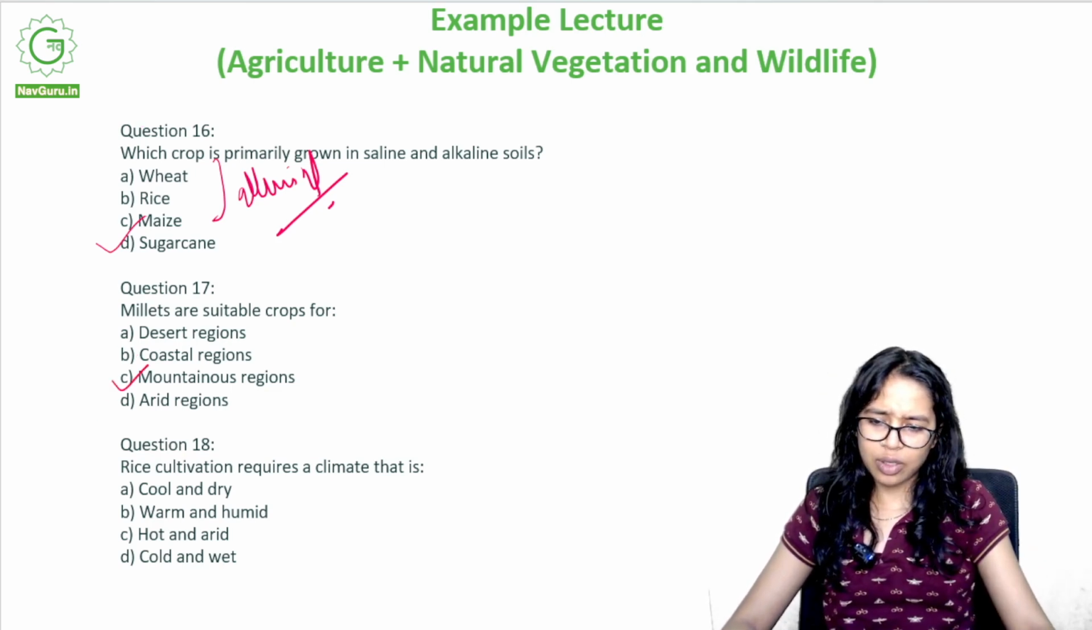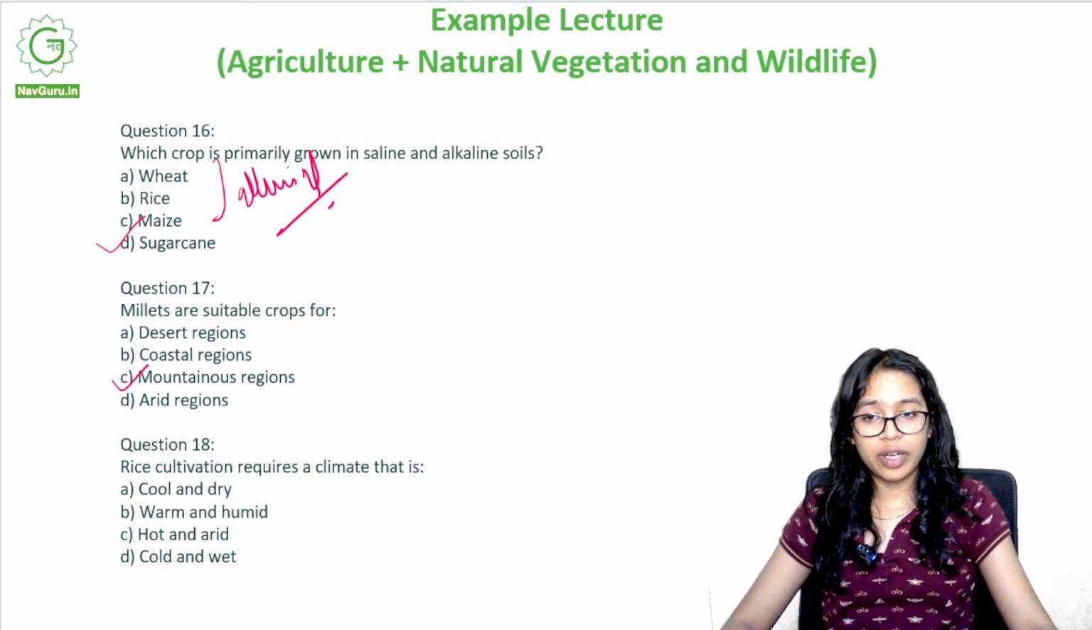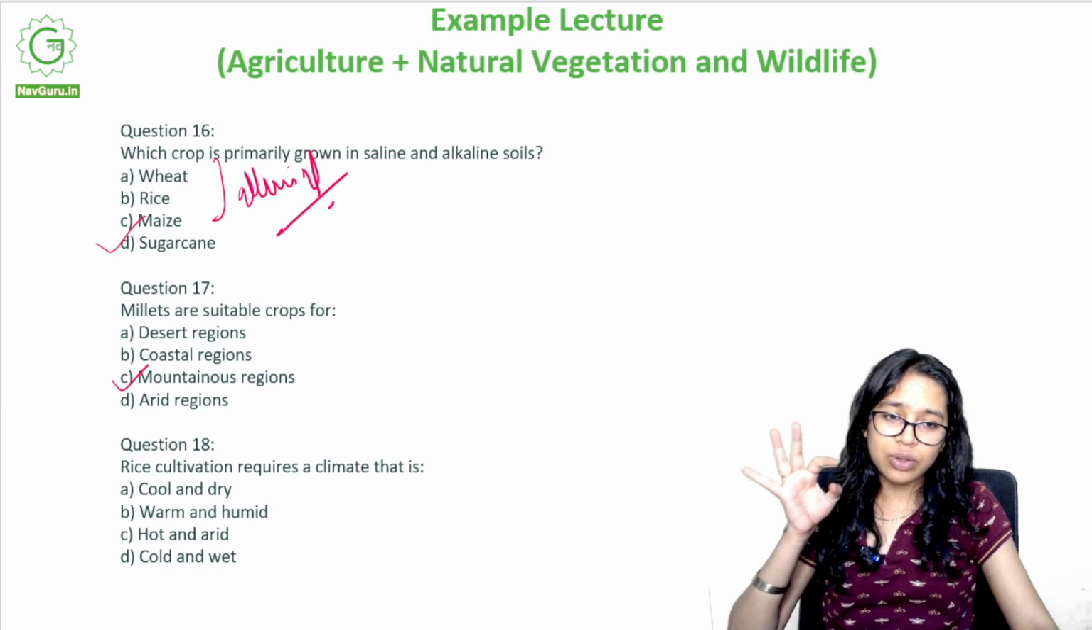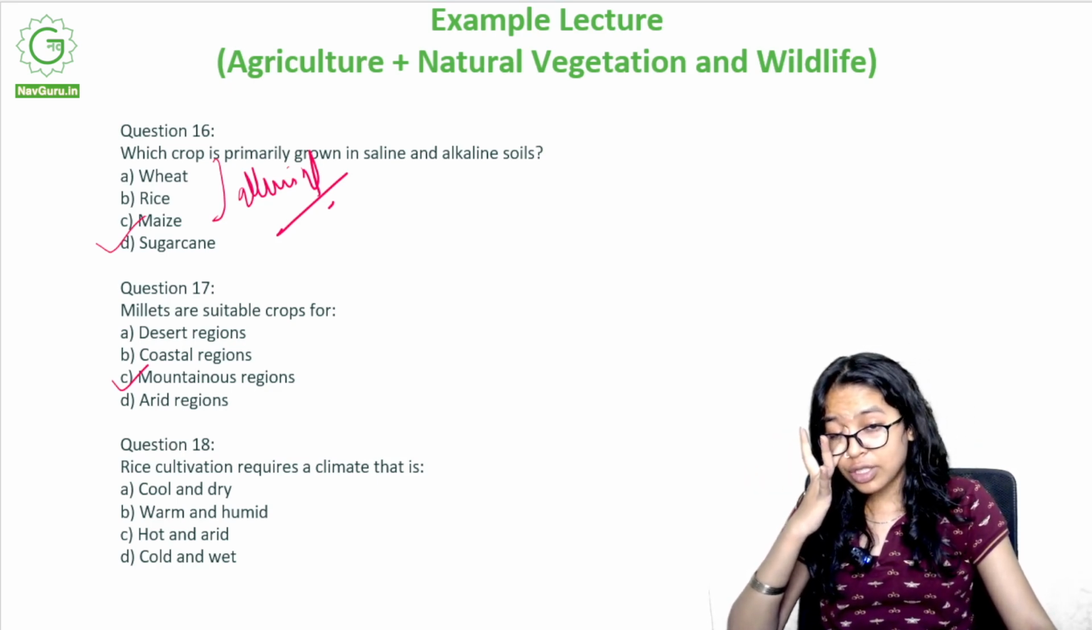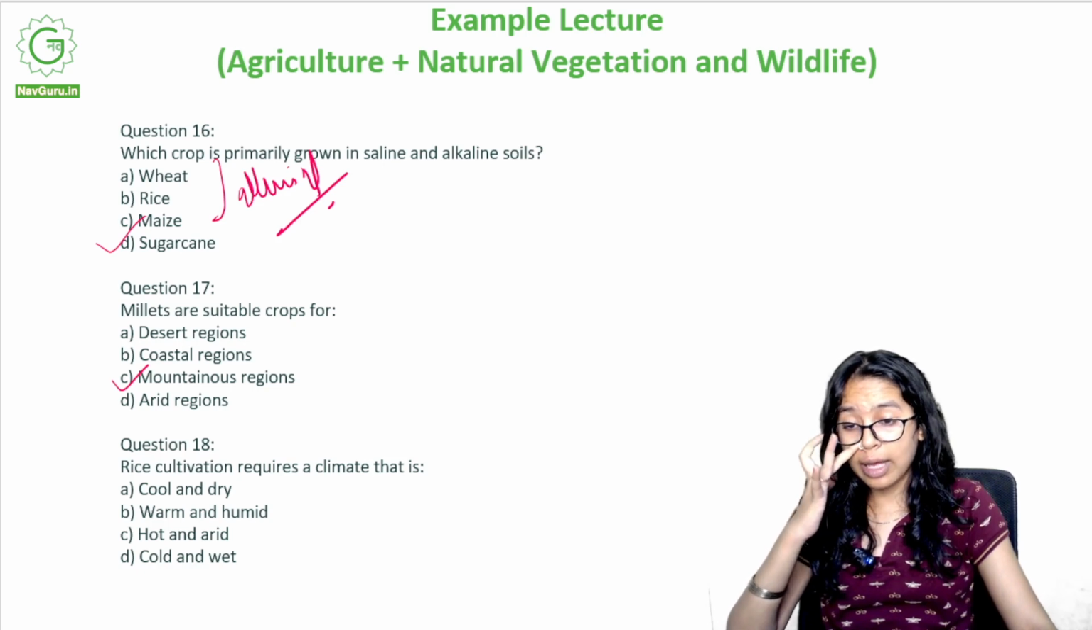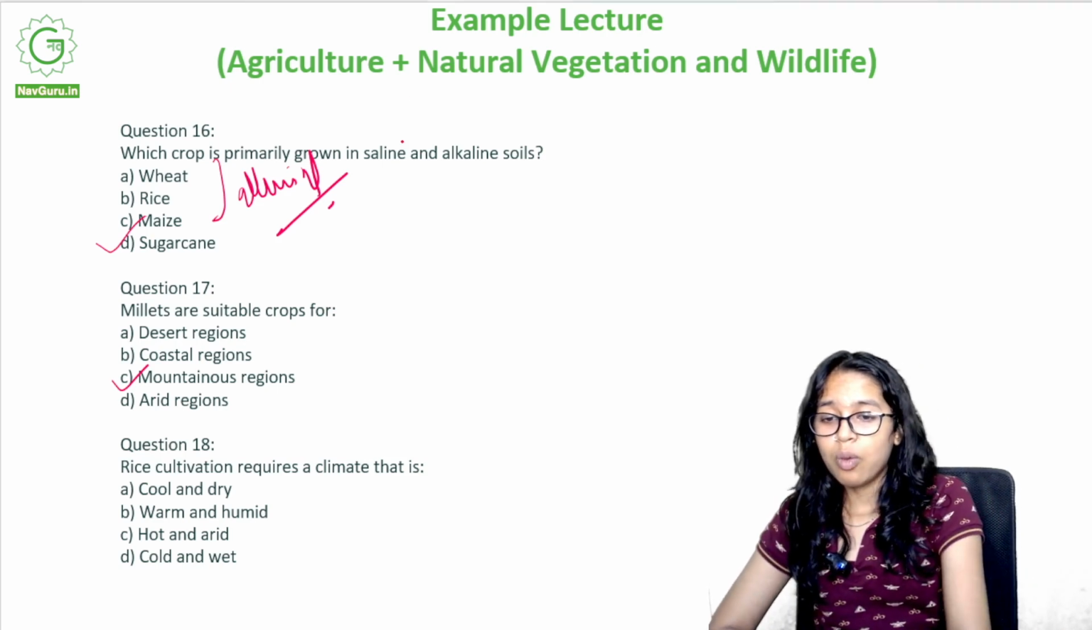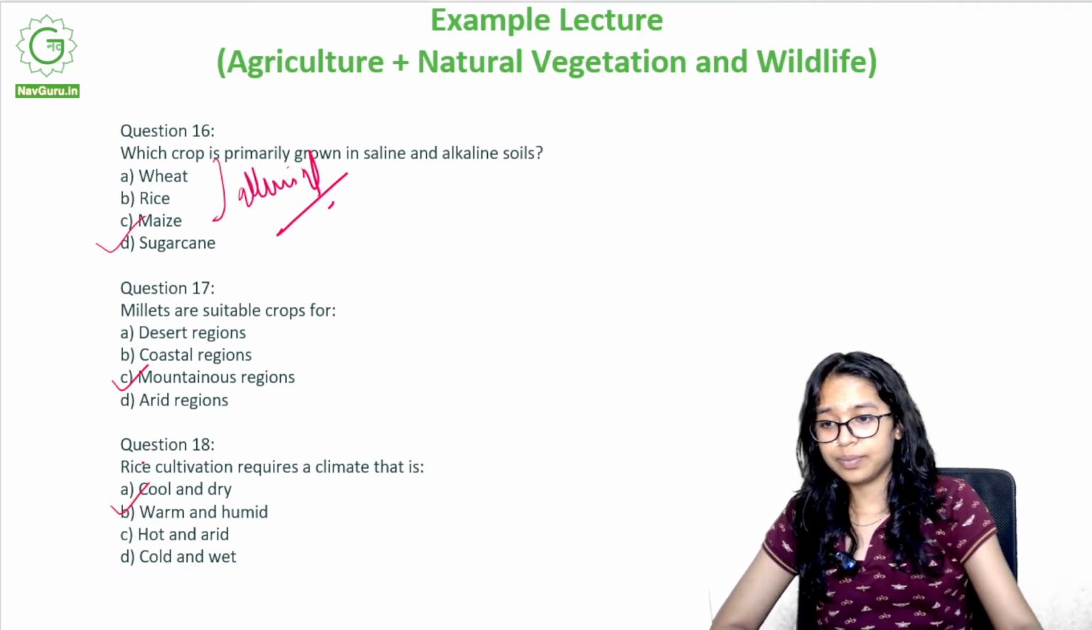Probably could be arid or desert regions depending on the amount of rainfall that they have, because millets, even though they require less rainfall, do require it. Okay, rice cultivation requires a climate that is A, cool and dry, B, warm and humid, C, hot and arid, or D, cold and wet. So the right answer is B, warm and humid.